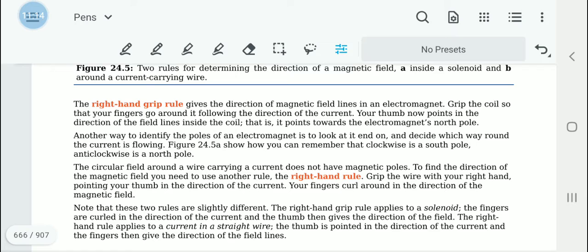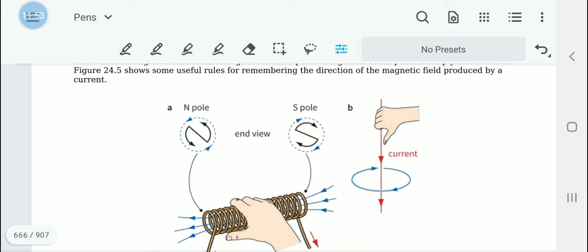Then if we look at the ends, we can figure out which pole it is going to be. A clockwise direction of current would give you the south pole, and anti-clockwise would give you the north pole. You would be able to figure this out using this relationship.